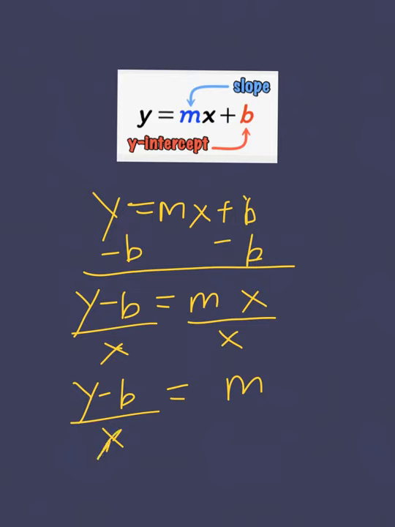Most of the time when you have this equation, you solve for b. So b is just equal to y minus m times x. But that's a one-stepper. We can do that one too.